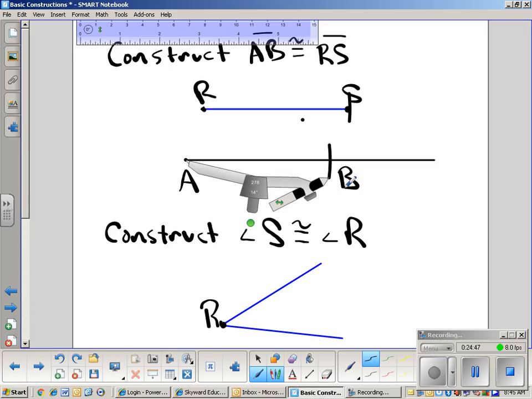That's all there is to constructing a congruent segment. You just use your compass to measure the length, draw a line, and mark that distance on there. Okay, that was easy. All right, any questions?